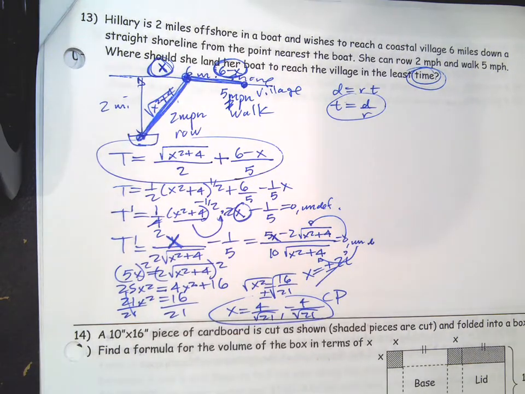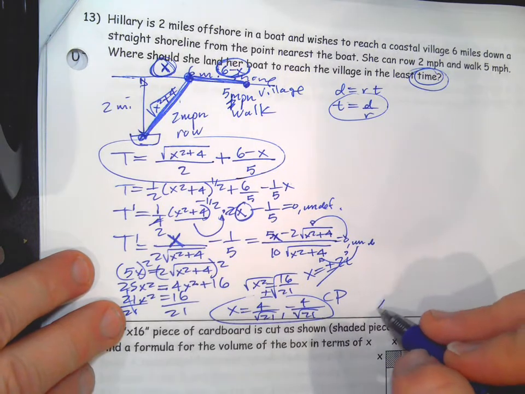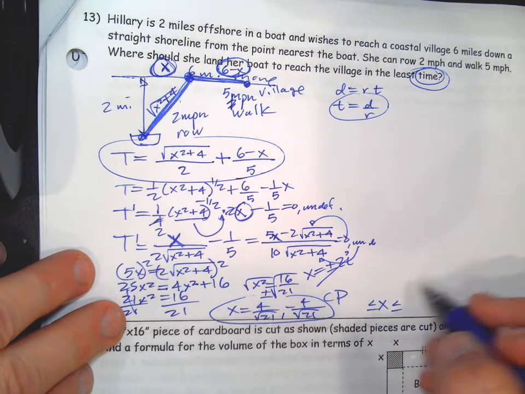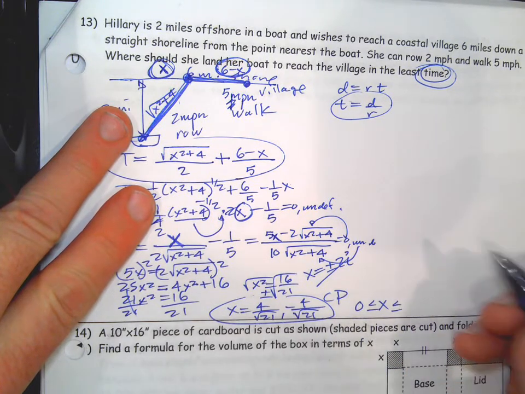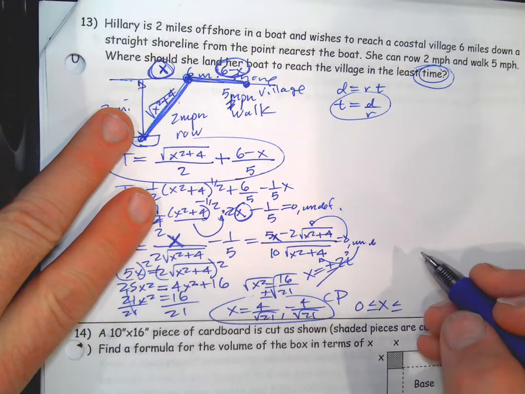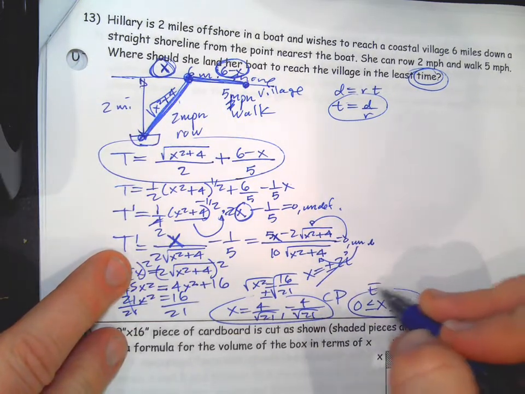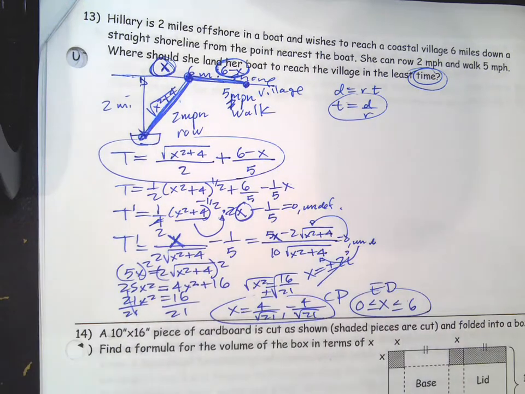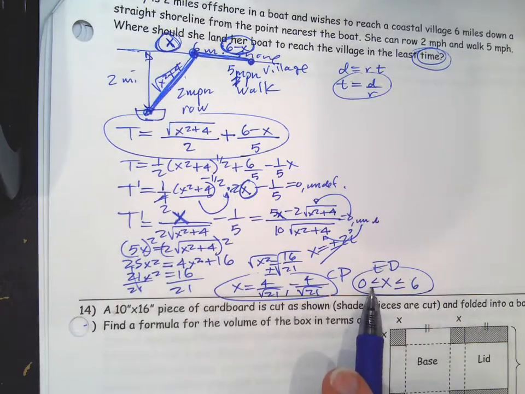Now, the endpoints. What are the possible values for x as far as endpoints go? Could x be 0? Sure. She could row directly to the shore and walk the rest of the way. What's the biggest x? The biggest x would be 6. She's not going to go past the town and walk backwards with negative distance. She shouldn't go backwards, right? That's why x can't be negative.